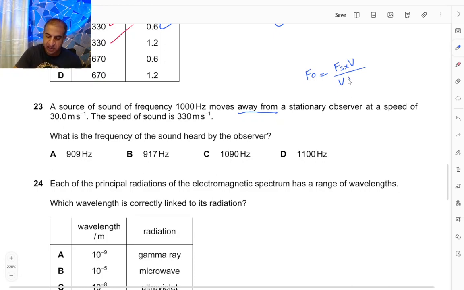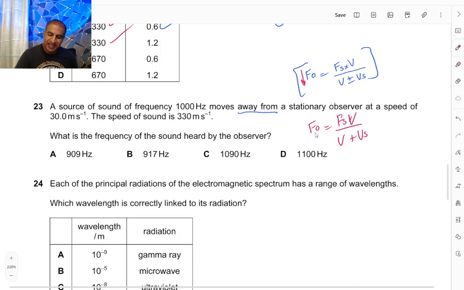F naught should be decreasing. Well, first of all, I'm just going to write this formula. This is the source, the speed of the source itself. Our target is that it is moving away. If it is moving away, that means the frequency should fall. If this is supposed to decrease, that means the denominator should increase. So we are going to have a plus sign over here. So F naught is equal to FSV divided by V plus Vs.